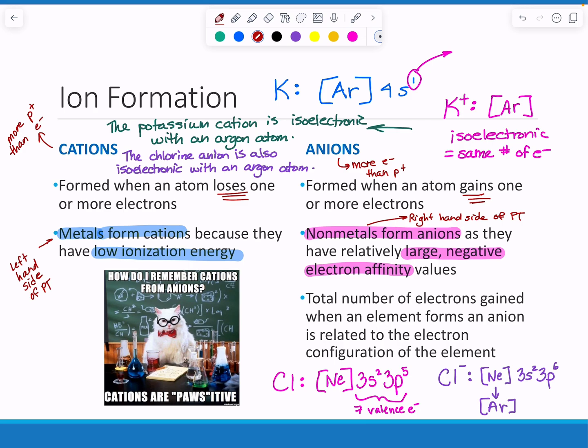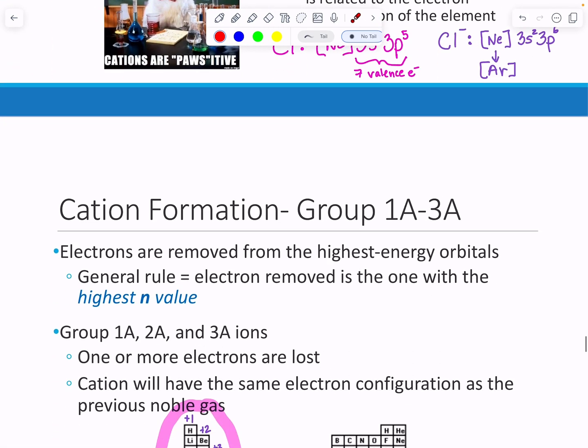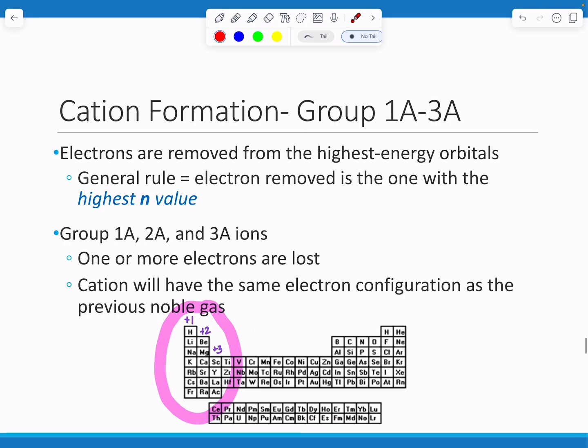And so the types of elements that are going to form cations are the ones on the left-hand side of the periodic table. They're the metals, okay? Because remember our periodic trends, they have a low ionization energy. Okay, so our anions are going to be the ones that are nonmetals on the right-hand side of the periodic table, and they have very large electron affinity. So let's look into more detail about different positions on the periodic table and how they form ions.